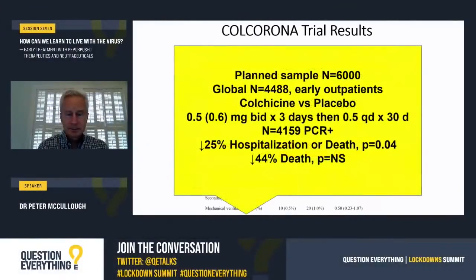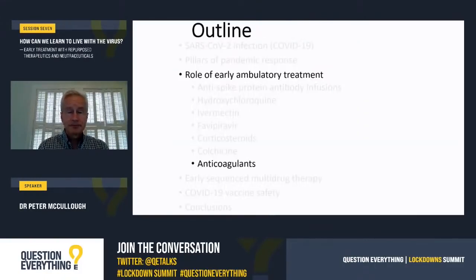Next slide. The sample size was planned at 6,000. There's no reason to stop early, but they stopped early at 4,488, and 4,159 were PCR positive, and you see a 25% reduction in hospitalization and death. If this trial had continued to 6,000 patients, I think even in the global group it would have hit a positive p-value. And again, no single one of these drugs cures COVID-19, but I'm showing you signals of benefit and acceptable safety, in order for us to put them into combinations as we would with any other infection. Next slide.